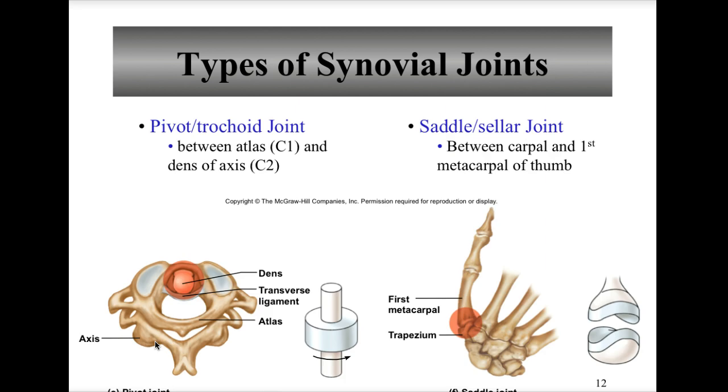Then you have those joints that are pivot joints. Pivot joints permit rotation. An example would be between the atlas and the dens of the axis. So it's that first intervertebral joint, the atlantoaxial joint. The atlantoaxial joint is going to permit the rotation, and you can see the rotation of the head there. And lastly, you have the sixth type of synovial joint called a saddle joint. Saddle joints allow for opposition. Basically, what you see there is a joint between the carpal and the first metacarpal of the thumb.